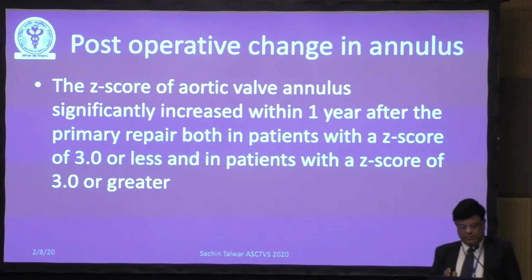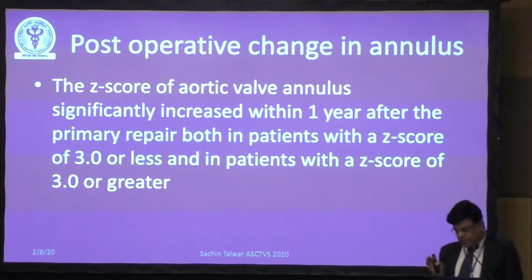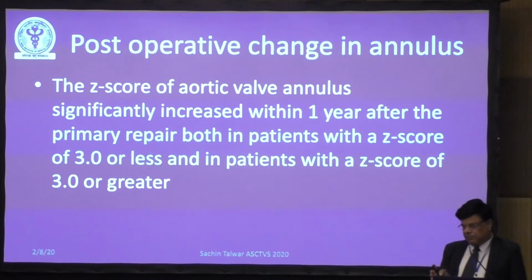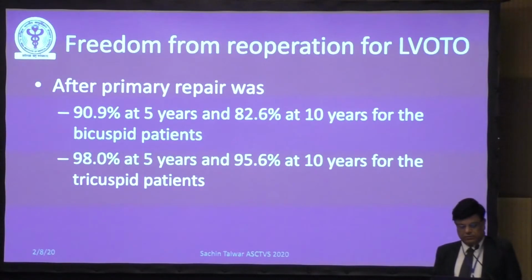And the Z-score of the aortic annulus significantly increased if you did not do anything to the LVOT within 1 year after the primary repair, both in patients with a Z-score of 3 or less, and in those patients who had a Z-score of 3 or more. So it is important to understand that mere relief of the intraventricular closure of the VSD does not guarantee that the subaortic stenosis is going to go down.